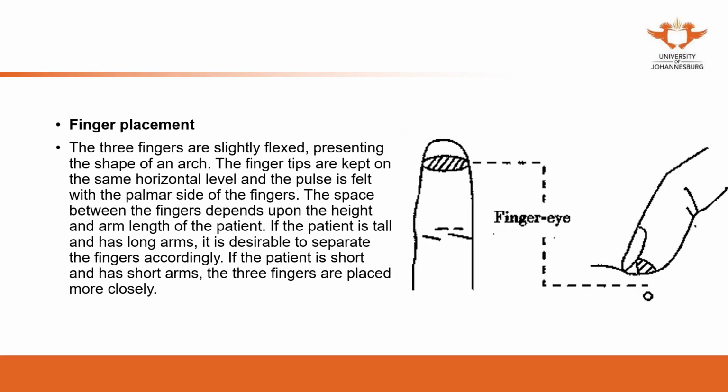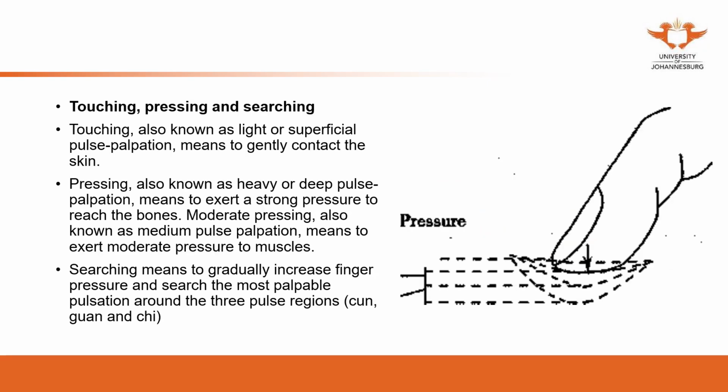Finger placement. Which parts of our finger are going to feel the pulse? There's something they call the finger eyes. Where's the finger eyes? That's this area, because this area is more sensitive. We're going to introduce the theories first, and then you can see a demonstration on how to perform the feeling.